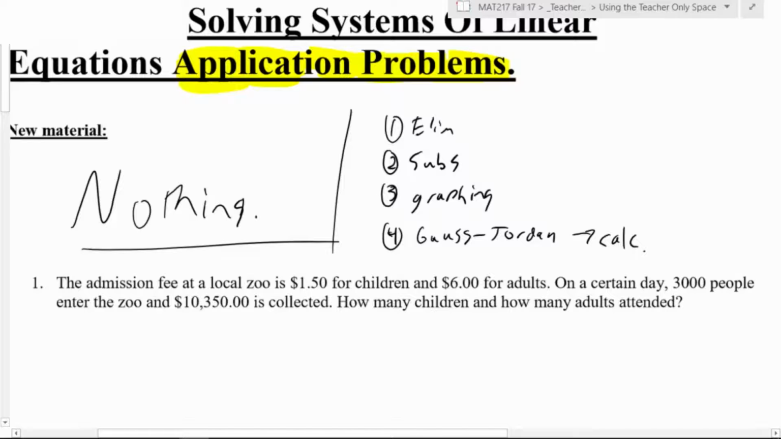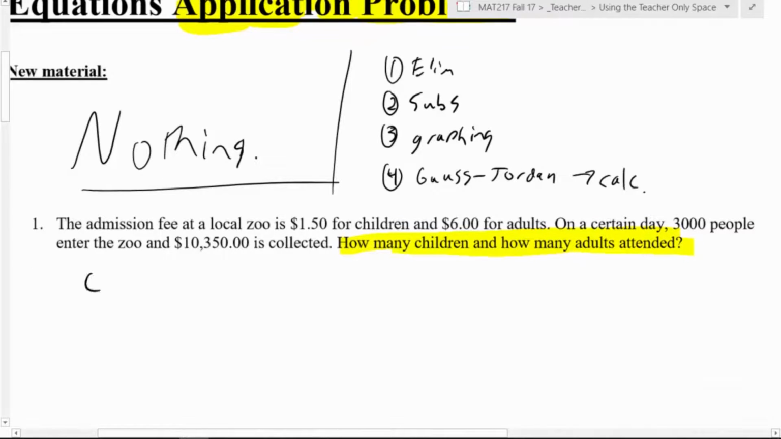Here we are. The admission fee at a local zoo is $1.50 for children and $6 for adults. On a certain day, 3,000 people enter the zoo and $10,350 is collected. How many children and how many adults attended? As I told you guys in a previous section, I always recommend first define your variables, and that can usually be found in the last sentence. What is the thing we are looking for? So we're going to have C for the number of children, and maybe A for number of adults.